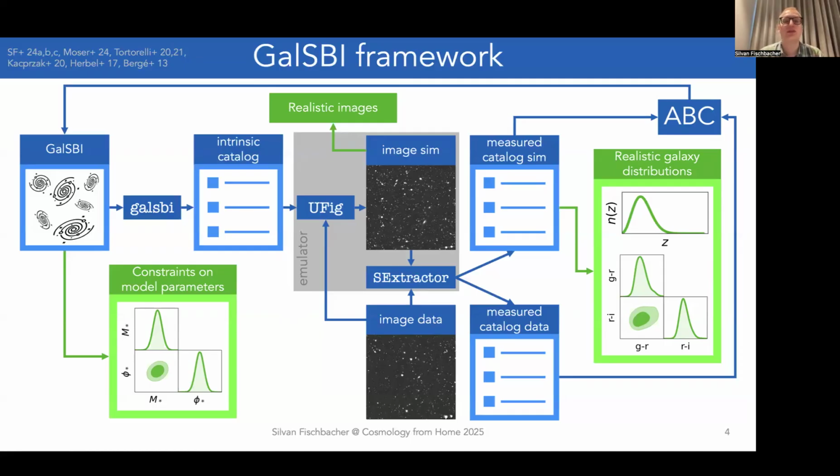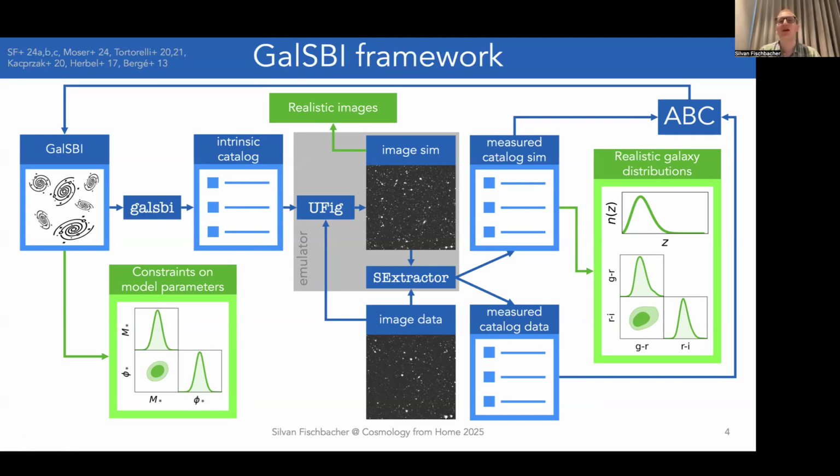And these can then be used to all kinds of image-related calibrations. So for example, we can calibrate our shape measurement with that. But we can go further. We can now, again, do the source extraction and all the selections on the image the same way as we do it on the data. And now, since the galaxy population model is constrained by the data, the catalog that we get from the simulated image and the catalog that we get from the real data should be statistically consistent.